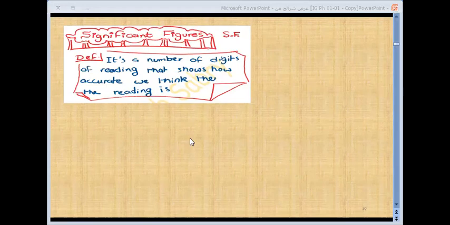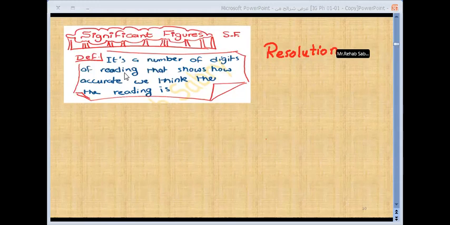In fact, the significant figures or the significant digits are the number of digits, figures or numbers that show how accurate we think the reading is. Before talking about that, I want to tell you about a term that we will not use in O-level, by the way, but it's important to know: the resolution of the measuring device.